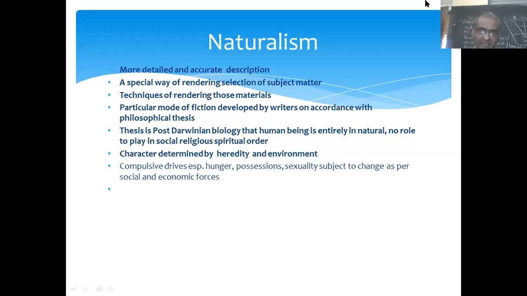It's a kind of technique. It's adopted in multiple ways, and this technique is reflected in the selection of the subject matter, the plot, at the same time the character, the setting, and every other aspect of the novel. So this brings us very close to the realistic fiction of the environment.